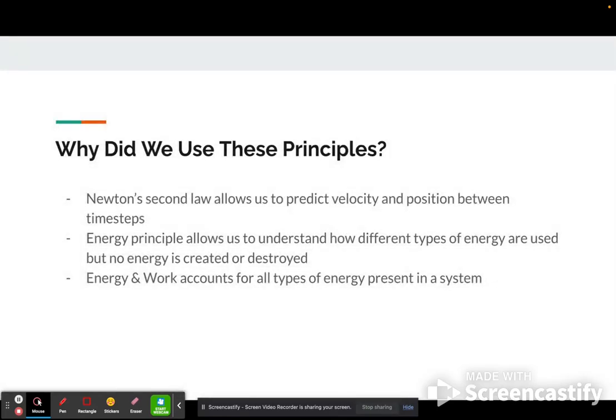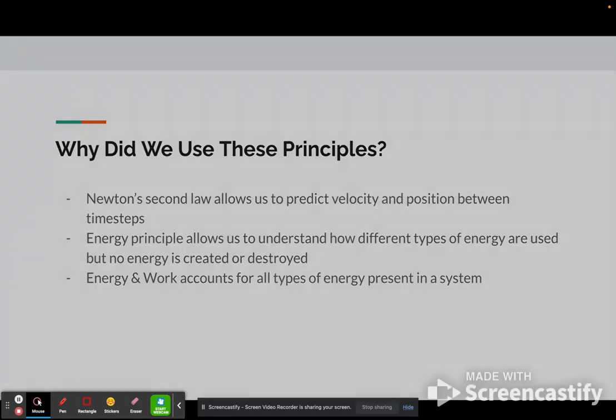So Newton's second law allows us to predict velocity and position. Energy principle allows us to understand how different types of energy are used. And then energy and work accounts for all the types of energy present in a system.